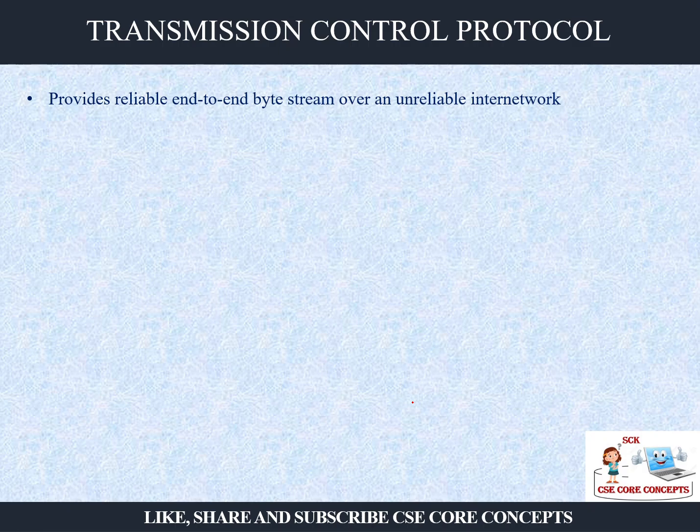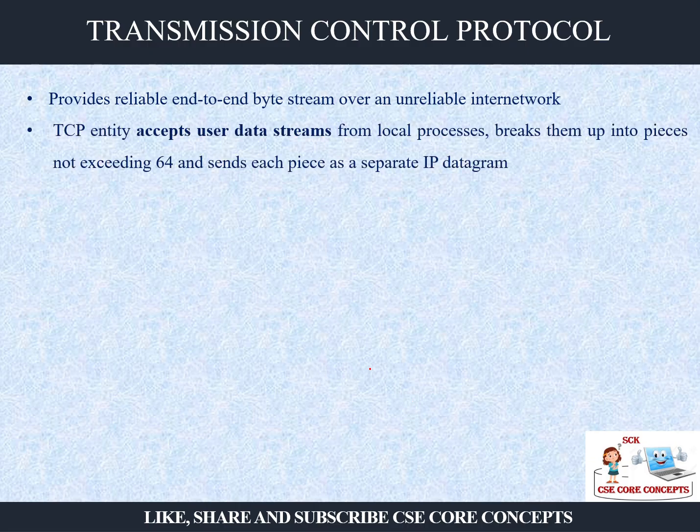Next we go to the connection oriented protocol, that is the TCP, which is called the Transmission Control Protocol. This protocol provides a reliable end-to-end byte stream over the unreliable internet. The internet is unreliable, anything can happen: congestion, packet garbling, collision, many things. So it is an unreliable network, and within this unreliable network, TCP provides a reliable connection.